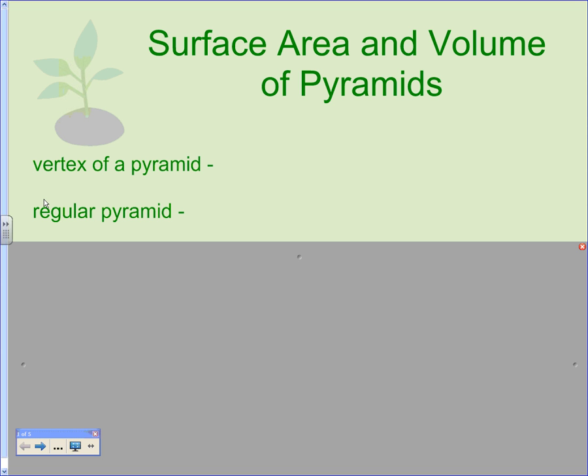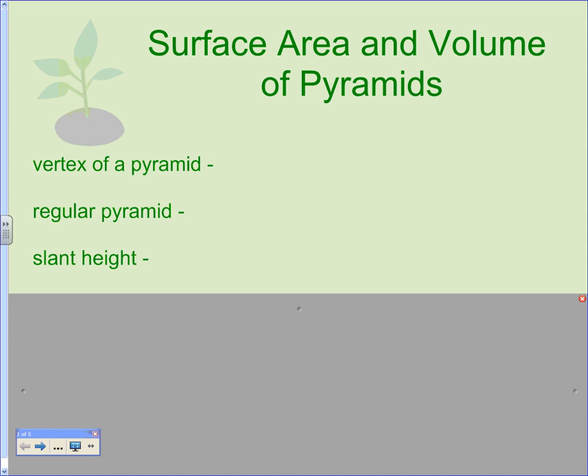So you have a regular pyramid. It has some kind of regular base. Triangle, square, pentagon, hexagon, they're all regular. And then all of the sides are the same. So if you find the area for one lateral side, you just multiply it by however many you have. Does that make sense? Okay.